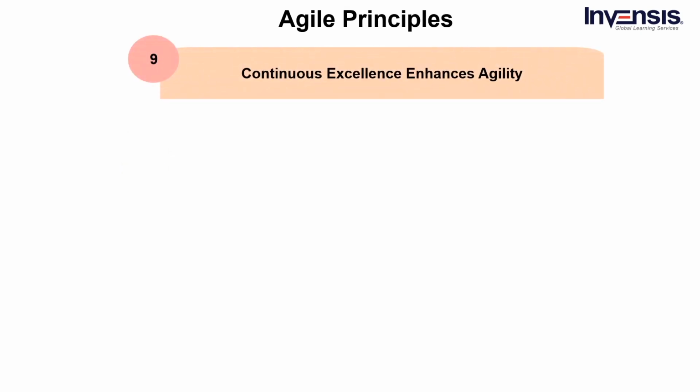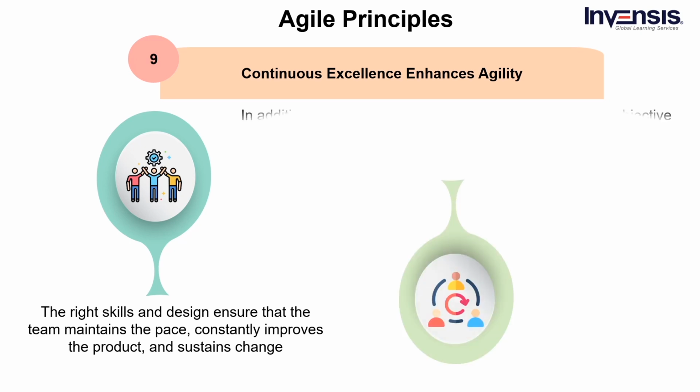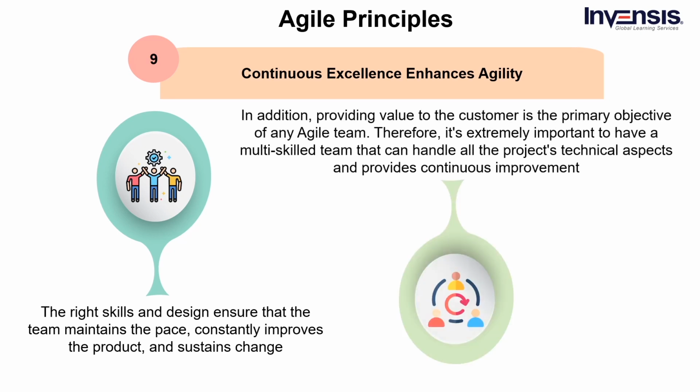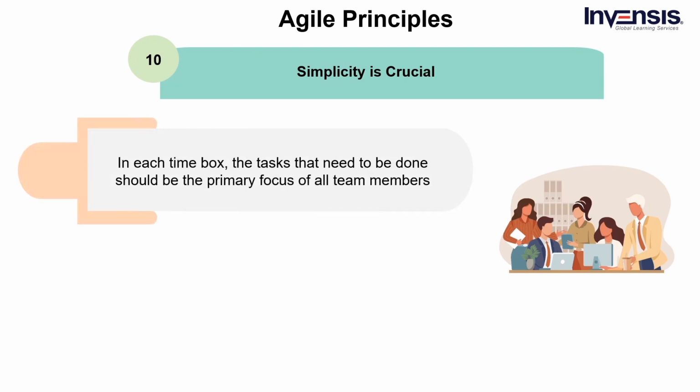Continuous excellence enhances agility. The right skills and design ensure that the team maintains the pace, constantly improves the product, and sustains change. In addition, providing value to the customer is the primary objective of any Agile team. Therefore, it's extremely important to have a multi-skilled team that can handle all the project's technical aspects and provides continuous improvement.